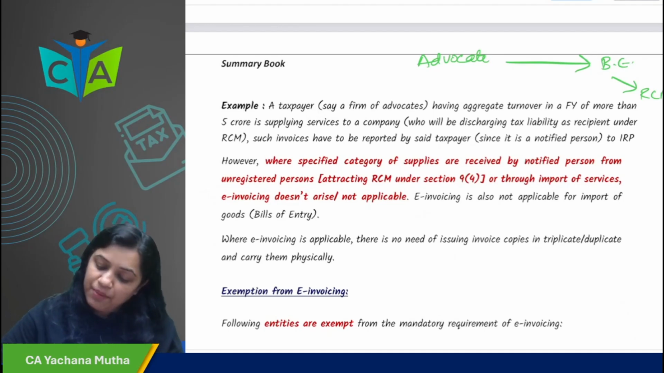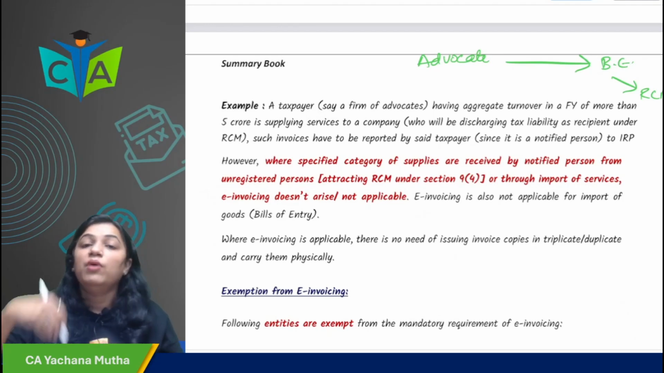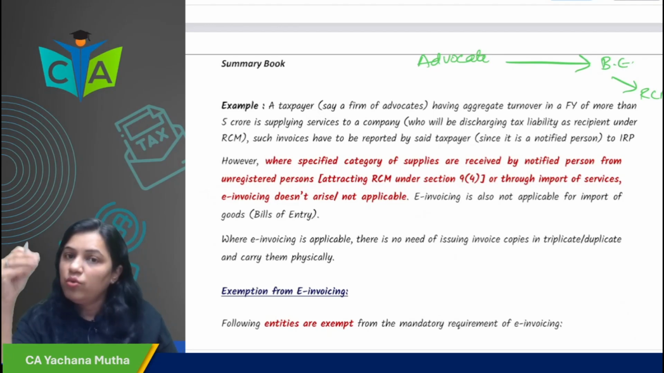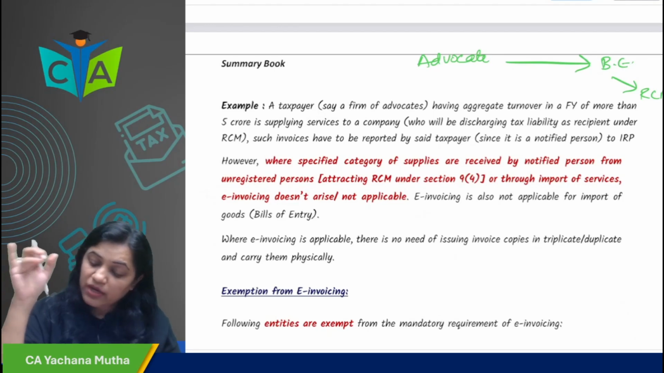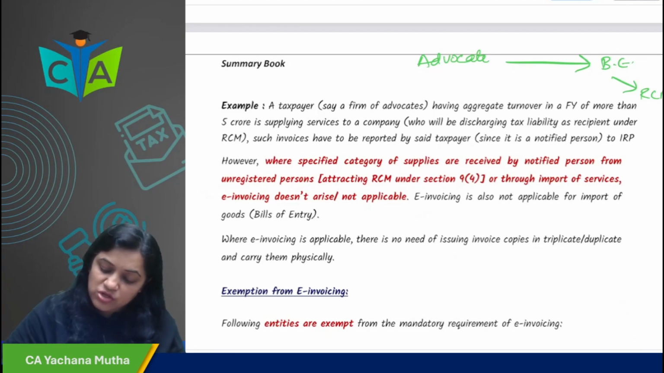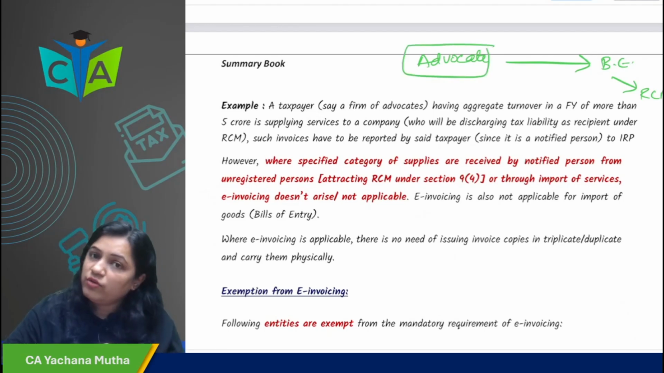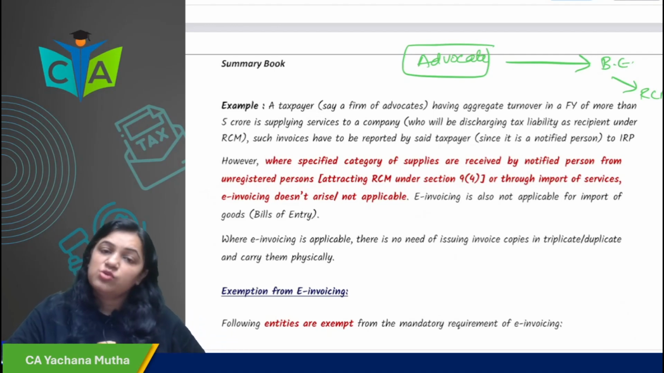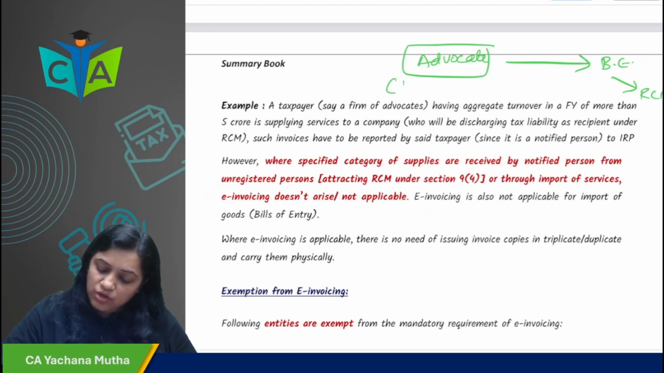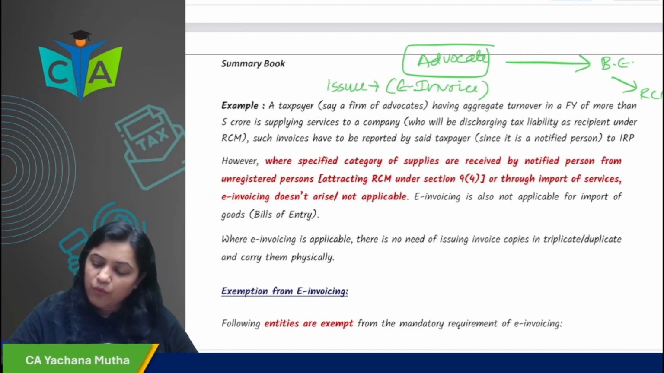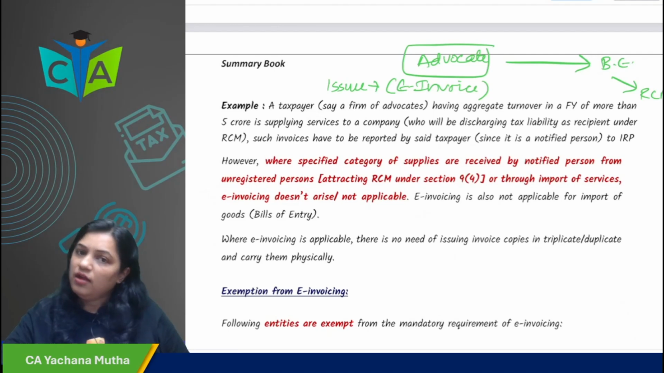Even though tax will be payable by the business entity under RCM, who is required to issue the e-invoice? E-invoice is to be issued by the person who is a notified person. Who is a notified person? Whose aggregate turnover is more than 5 crores. In this case, the advocate. So the advocate is required to issue the e-invoice. However, tax will be payable by the business entity under RCM.